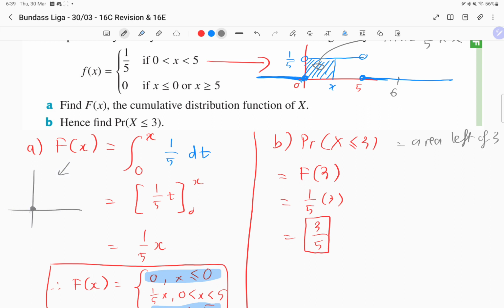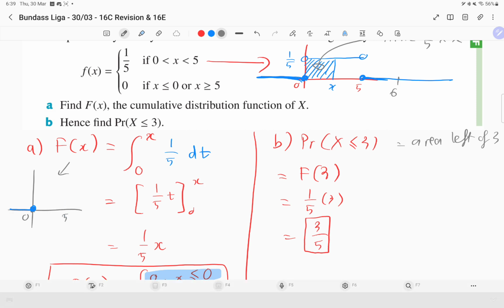Before 0, it would be 0. And from 0 to 5, it is 1 over 5 times x, so it just goes up like that. Then the maximum is 1. The maximum area is 1, and after that it will just continue to be 1. This is the big F of x graph. Does that make sense?